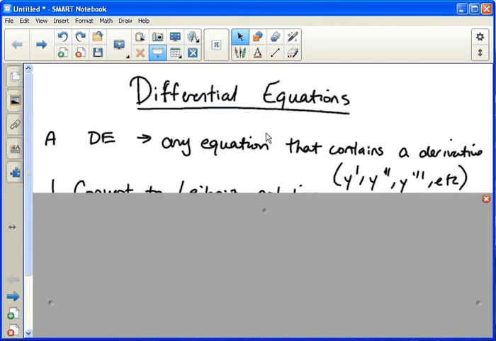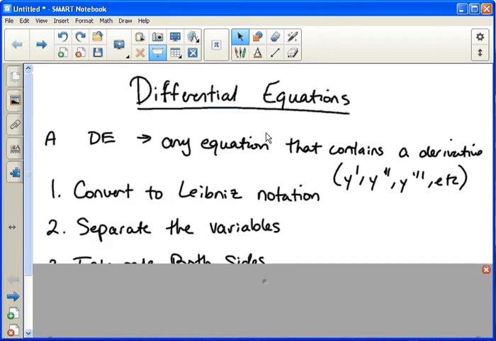And you'll see I abbreviated differential equation DE, and that'll be a common abbreviation throughout this unit. Sometimes in college they call it DVQ, but that's even longer than DE, so I'm just going to call it DE for differential equation. There are 4 steps to solving a differential equation, and they are listed right here.